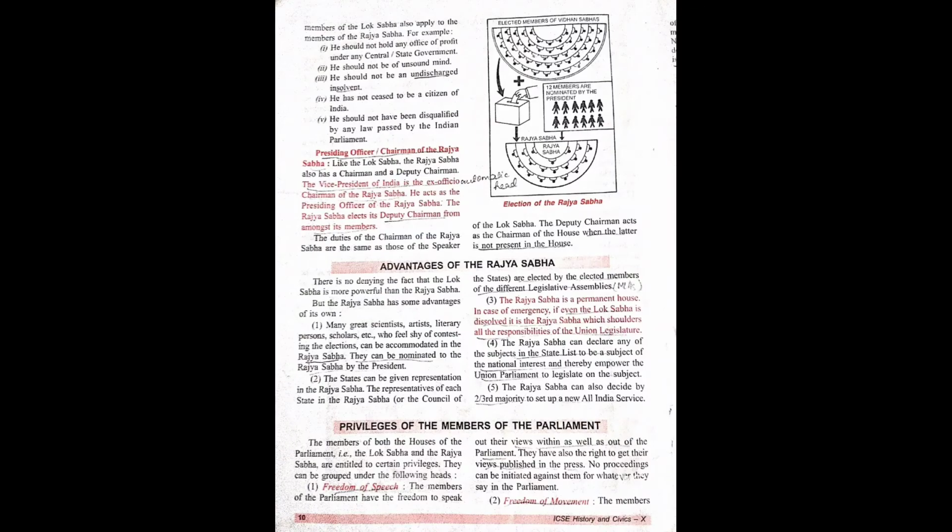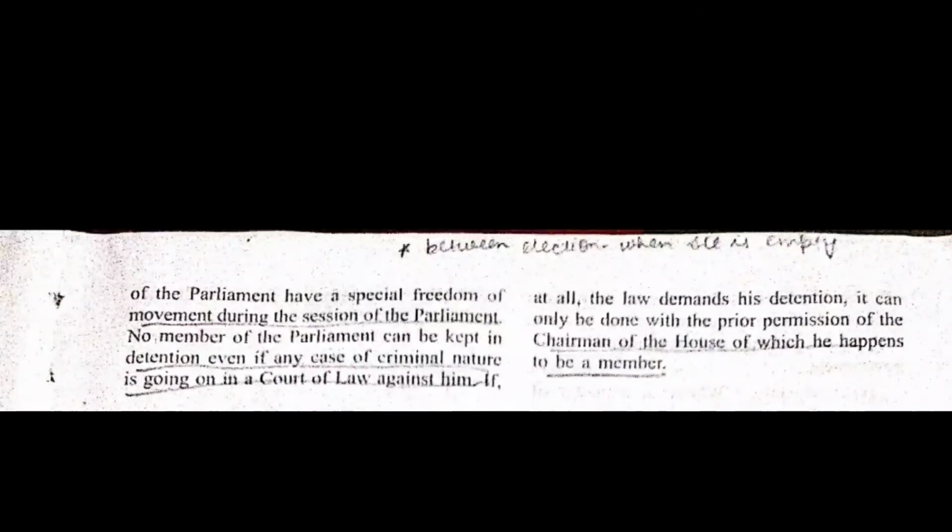Freedom of movement. The members of Parliament have a special freedom of movement during the sessions of the Parliament. No member of the Parliament can be kept in detention even if any case of criminal nature is going on in a court of law against him. If at all the law demands his detention, it can only be done with the prior permission of the chairman of the house of which he happens to be a member.